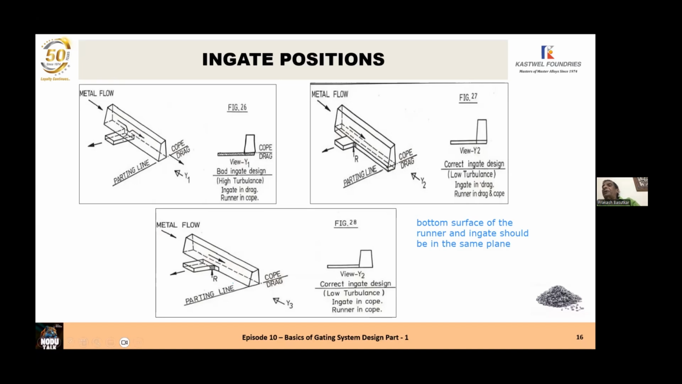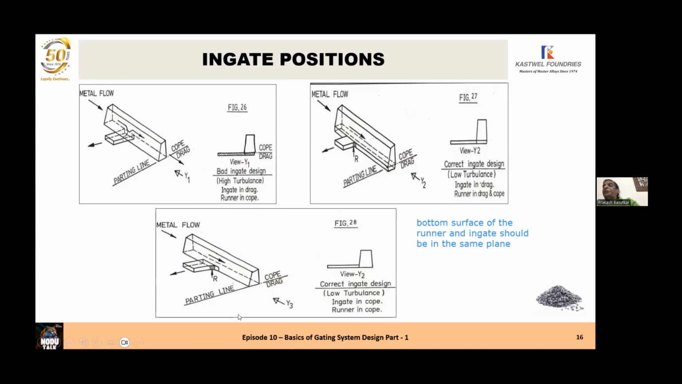So to avoid the sand getting loose, we provide a radius on the end of the ingate which is away from the upstream of the metal stream. You put a radius to ensure that the sand is not eroded from the corner of the runner bar. You must do this for all the ingates. Now look at figure 28. Metal flow, bottom surface of the ingate and the bottom surface of the runner bar, same plane. This is a correct ingate design.